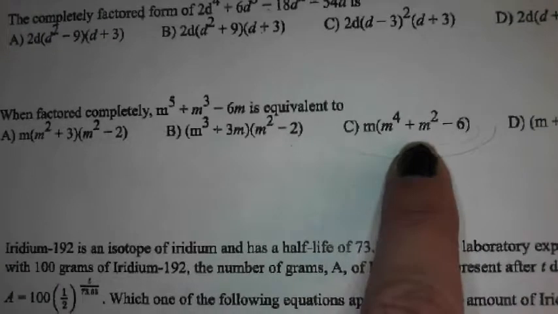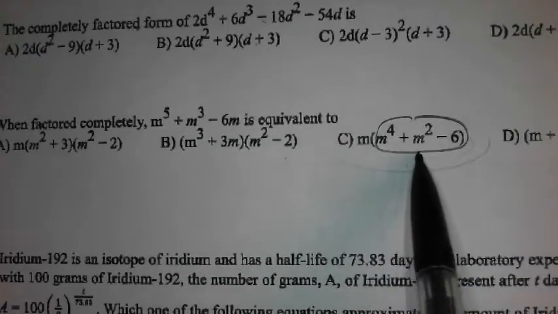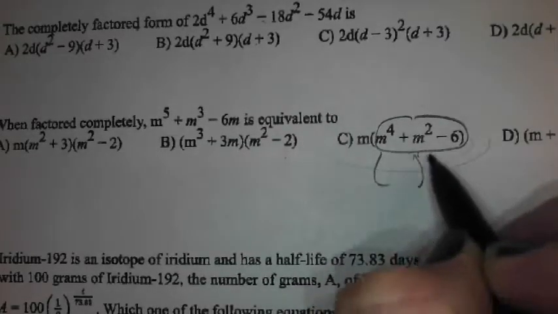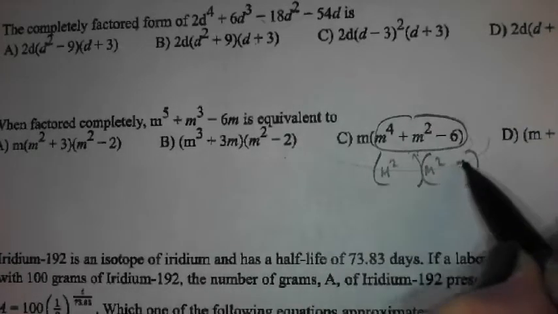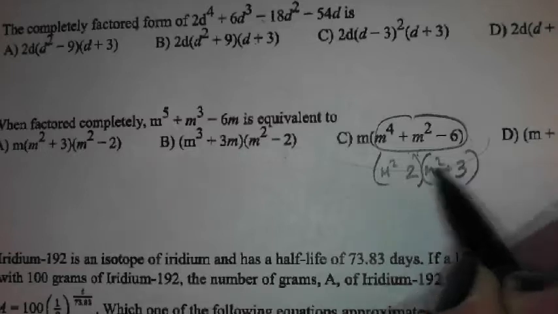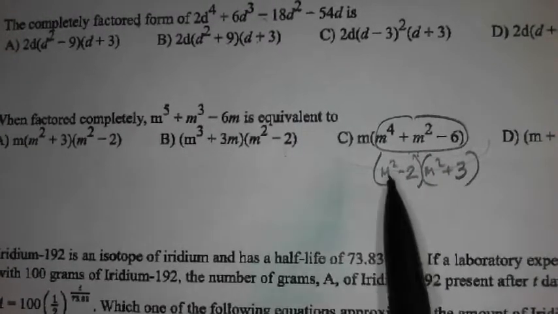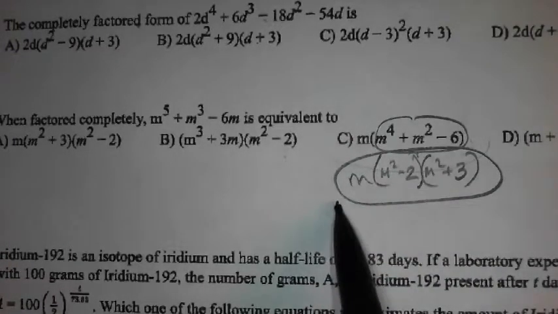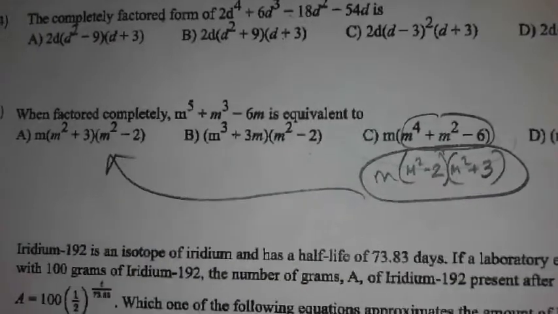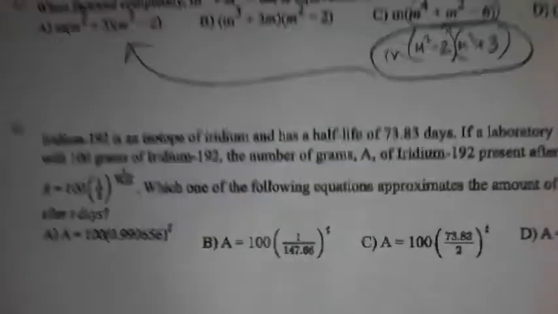Chose this one, which means you factored the GCF, but you didn't factor completely. This is factorable further into m squared and m squared, 3 and 2, plus and minus. That'll make -6 and a positive 3m squared. And so the answer should have been this, which was option A. Completely. Okie doke.